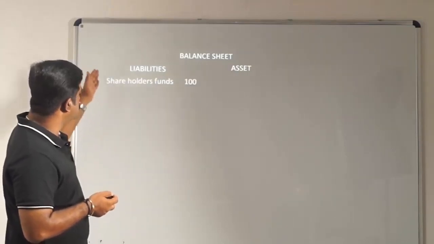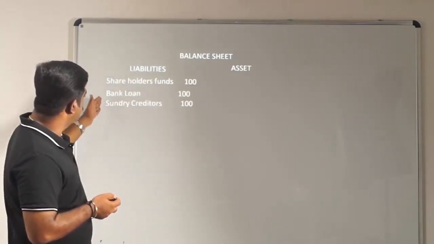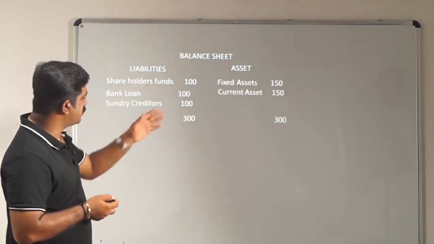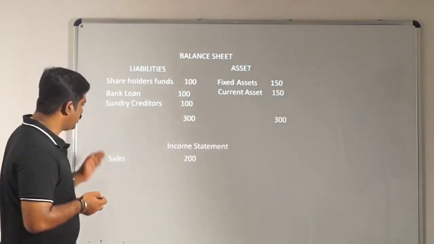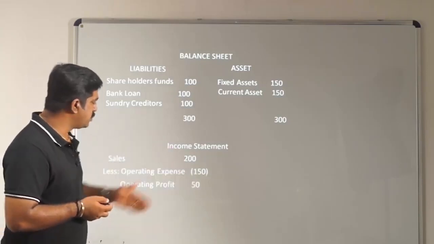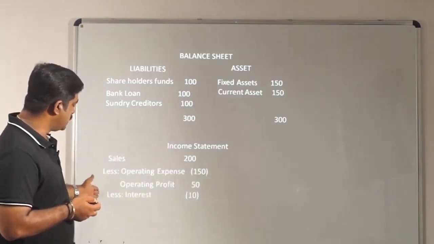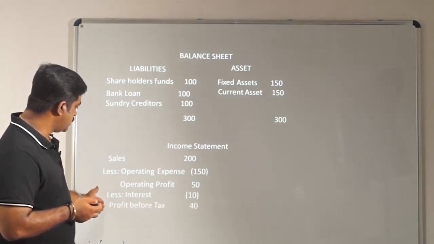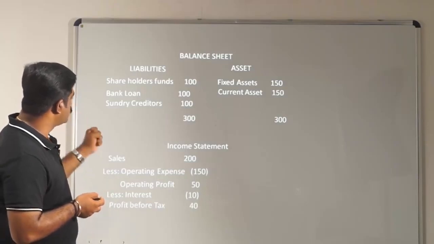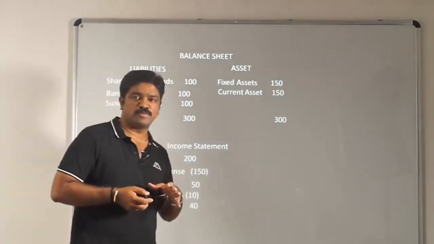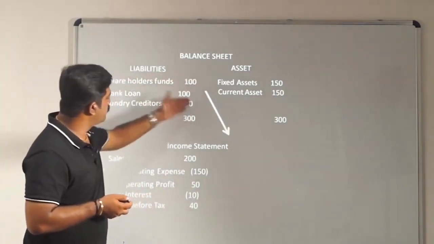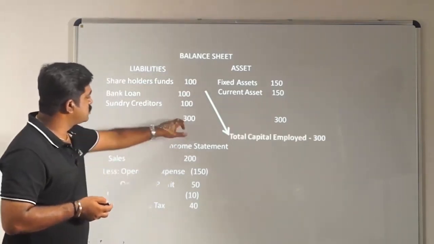There's a balance sheet. Liabilities: shareholder funds are 100, bank loan 100, sundry creditors 100, so the total is 300. Fixed assets are 150, current assets are 150, total is 300. There's an income statement where you can see sales 200, operating expenses 150, so operating profit, 200 minus 150, is 50. Then you can see interest of 10, PBT of 40. Now if you want to find out the return on capital employed, you have to compare the operating profit with the total capital employed. So what is the total capital employed? If I add these, it is my total capital employed, which is 300.